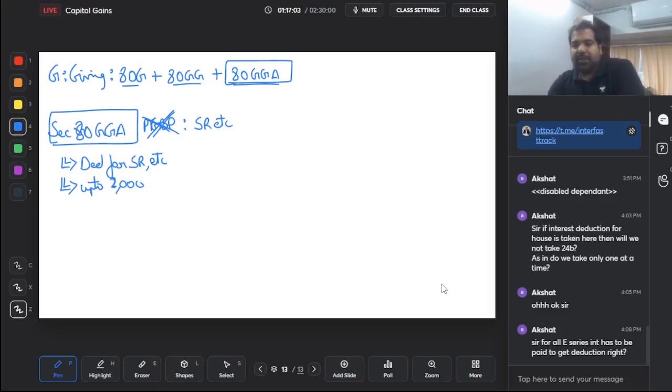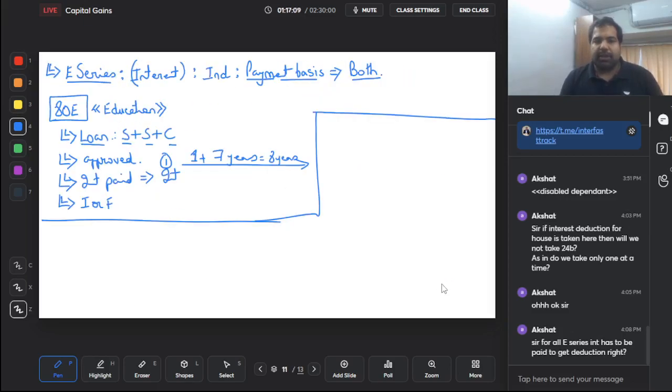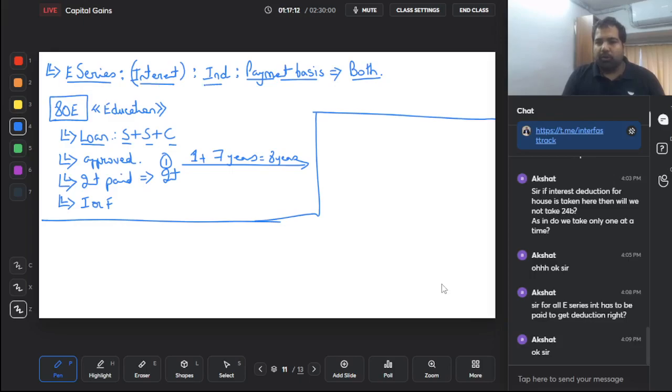So for all E series, interest has to be paid to get the deduction. Absolutely right. If you don't pay, you don't get a deduction under E series. So here is a shortcut, Akshat. E series: interest only, for individuals, and on a payment basis.